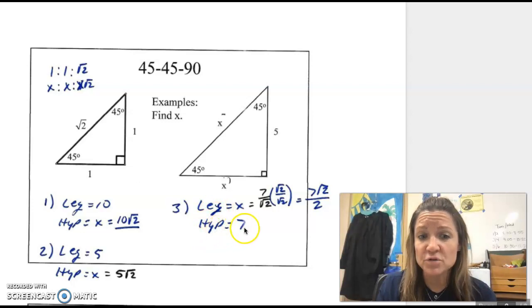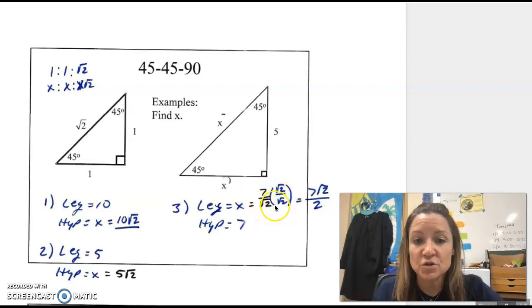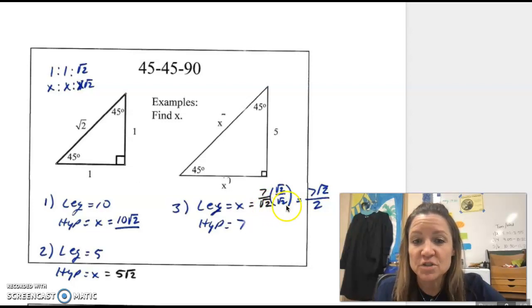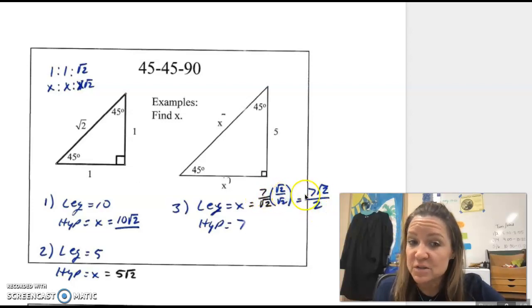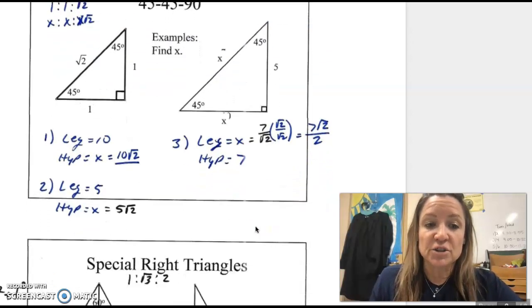But let's say you're given a hypotenuse of 7, and we'll call the leg x. You're going to take the 7, divide it by rad 2, and then you have to rationalize that denominator. So you multiply by the radical that's in the denominator, which is rad 2 in this case. Rad 2 times rad 2 is the square root of 4, and the square root of 4 is 2. When you multiply the numerator times the square root of 2, you get 7 square root of 2, and the denominator simplifies to 2. So that's a little trickier going that direction.